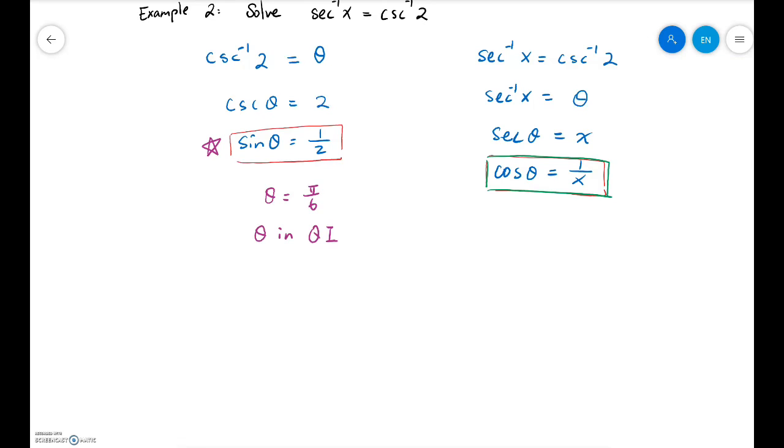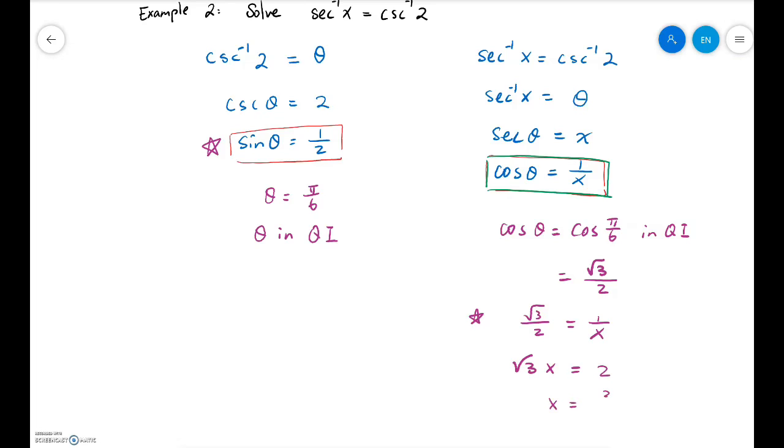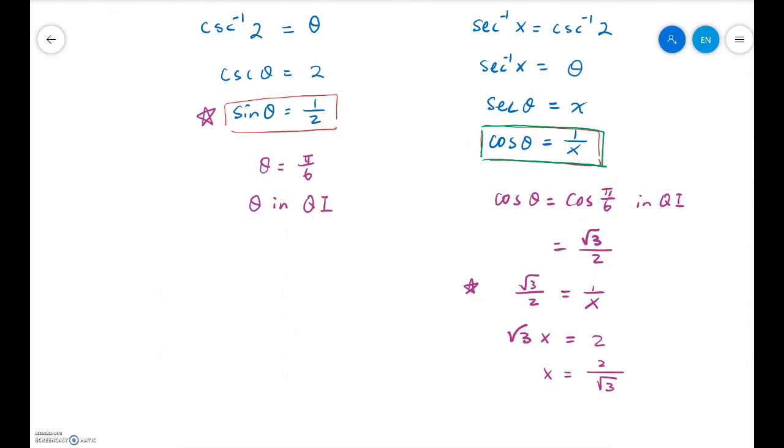Because theta equals pi over 6 in quadrant 1, cosine of theta, which is cosine of pi over 6 in quadrant 1, equals square root of 3 over 2. Then we come to the same proportion: square root of 3 over 2 equals 1 over x. Solving, square root of 3 times x equals 2, so x equals 2 over square root of 3. Rationalizing the denominator, we still get the same answer.